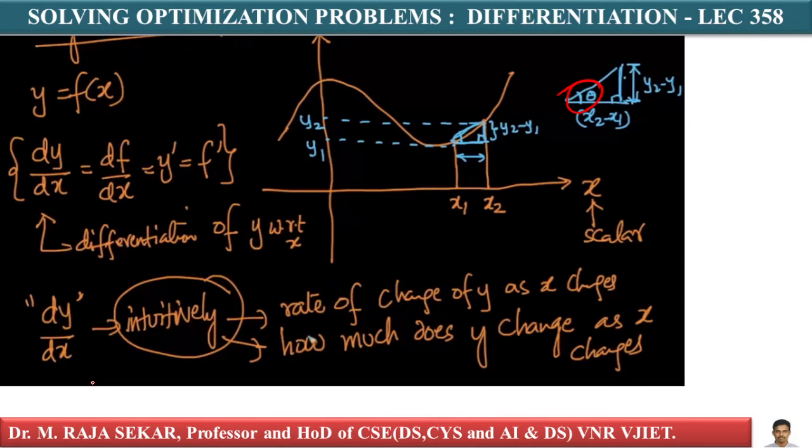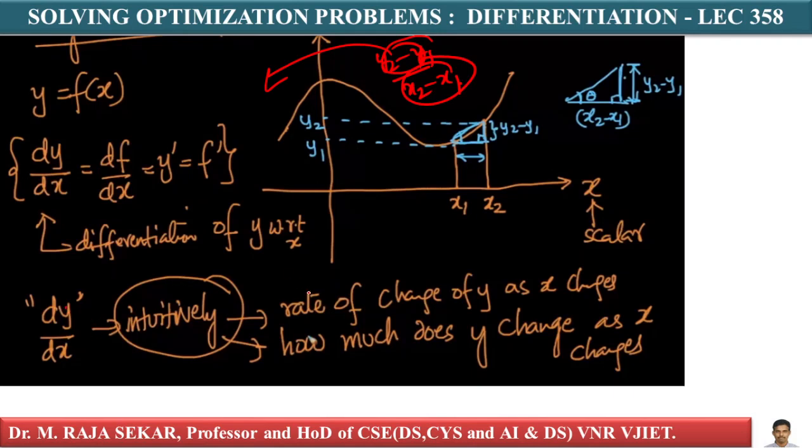what does it mean? Given this right angle triangle, this is my right angled triangle, given this information, if I have to say how much y changes as x changes, I can write it as y2 minus y1 by x2 minus x1, isn't it? What is this y2 minus y1? Because the numerator is how much y changes, the denominator is how much x changes. That's what I am saying.